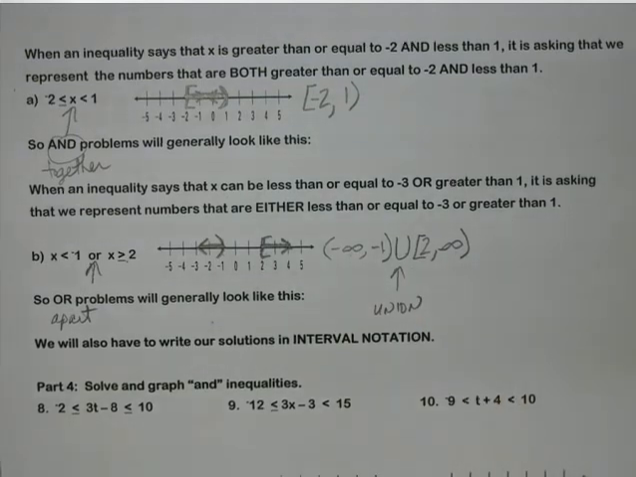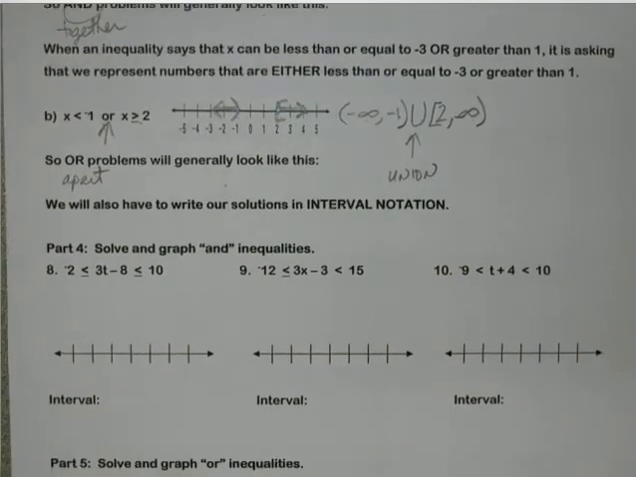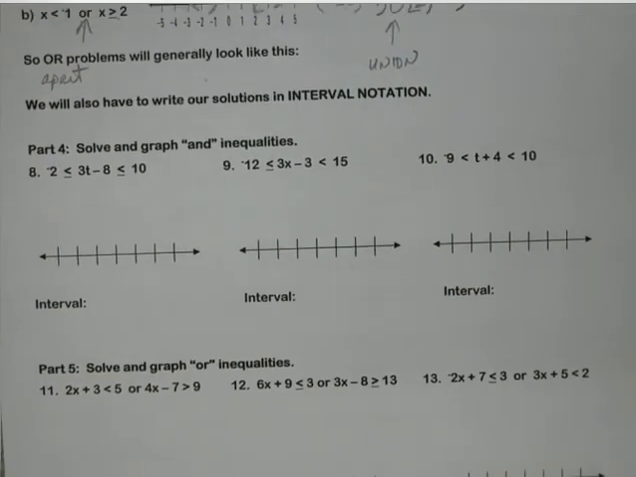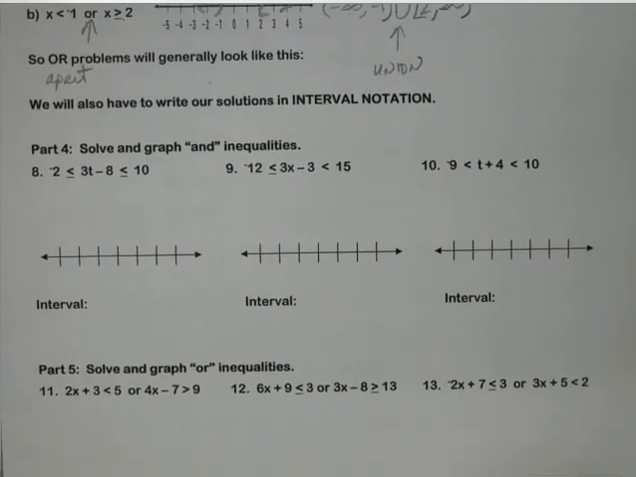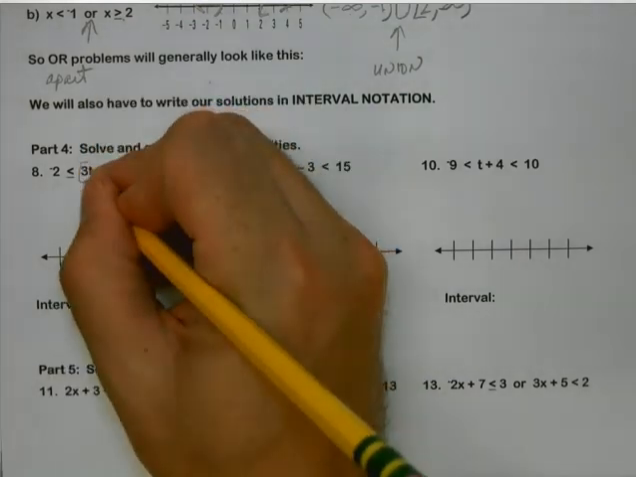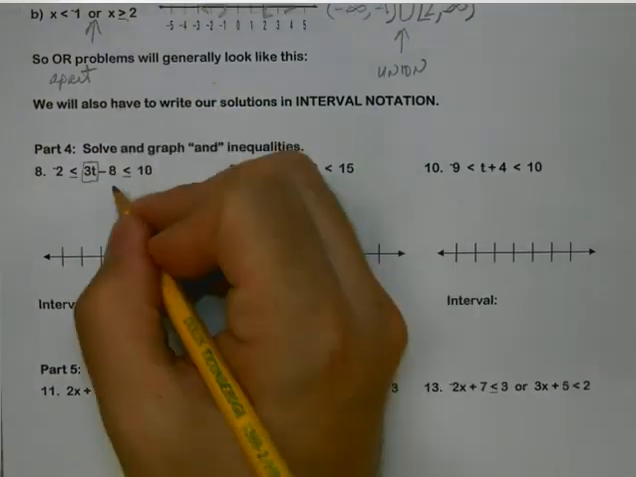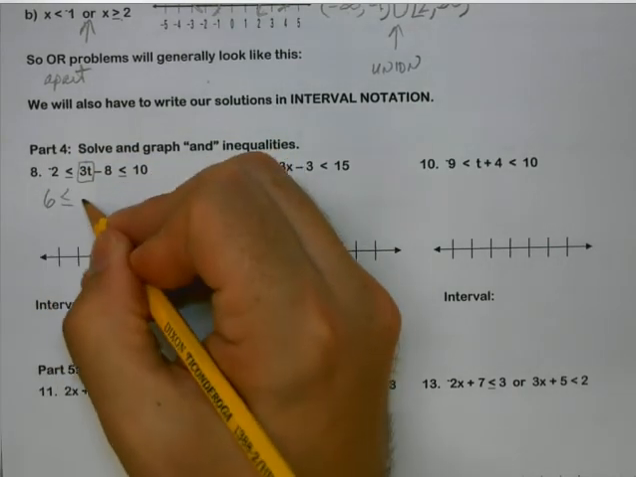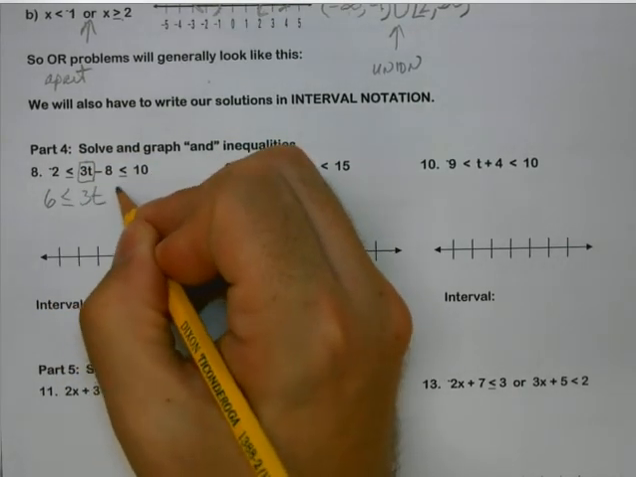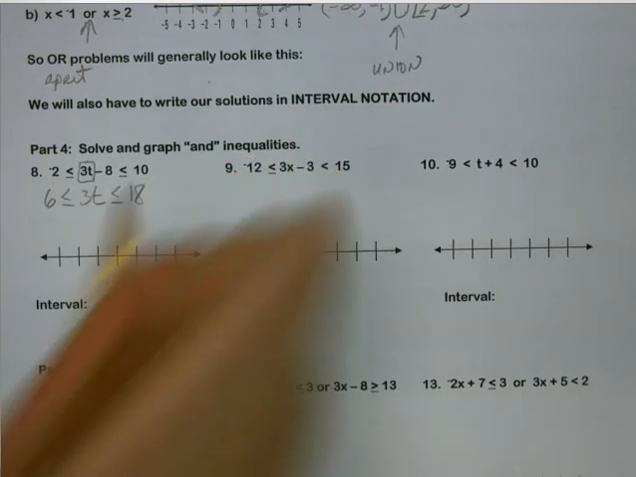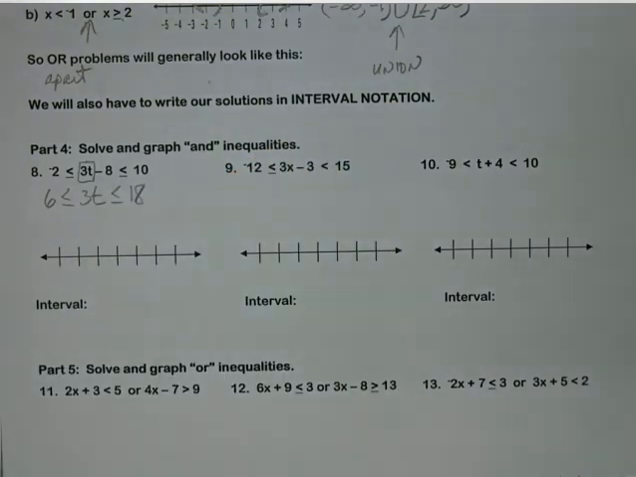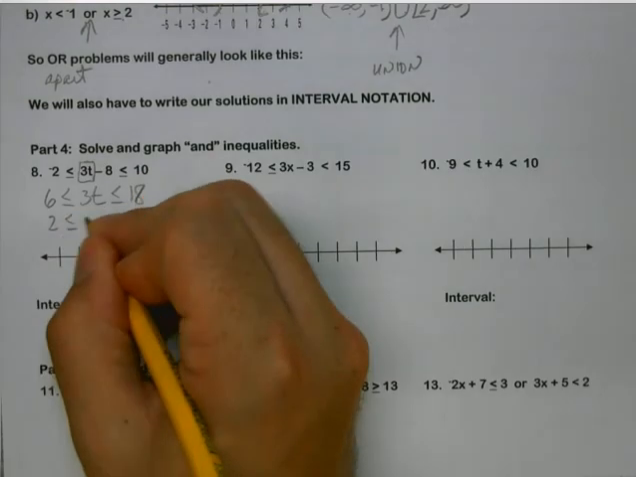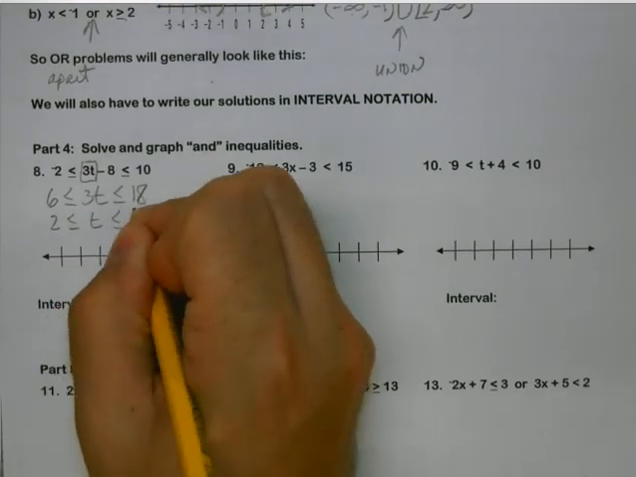Okay. So let's take a look at a few down here and see what we've got working. So number 8, you're like, ooh, this is kind of funny. Working on getting t alone in the middle. So I'm going to add 8 to all sides. The left, the middle, and the right. So I've added 8 to all three. Now it's just the 3t in the middle, and I can divide by 3 to get that t alone.